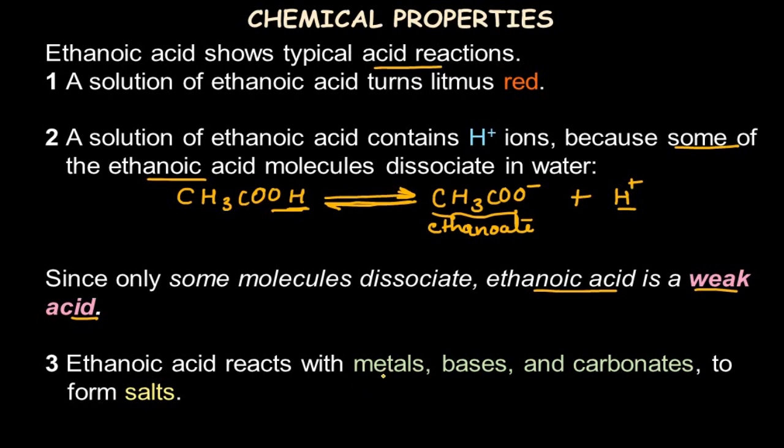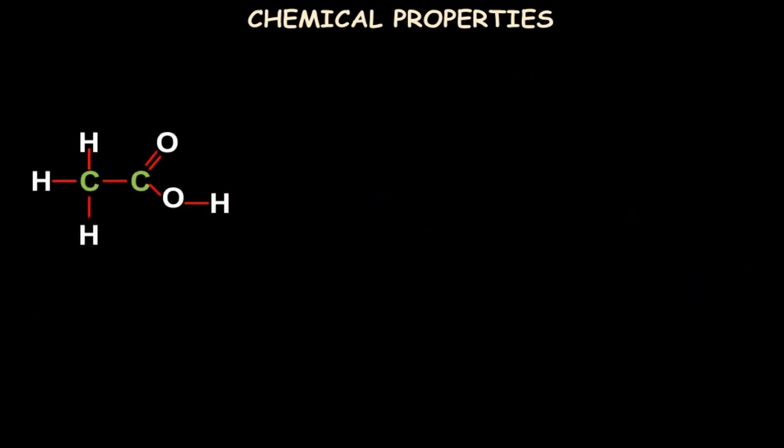So ethanoic acid is going to react with metals, bases or carbonates just like other acids, to form salts and the remaining products according to the reaction. Let's understand that in detail. Here we have taken ethanoic acid as an example, but similar reactions are shown by any carboxylic acid, where the hydrogen ion bonded to oxygen dissociates and shows the typical acid reactions. Starting with the first reaction, an acid reacts with a metal, for example magnesium.